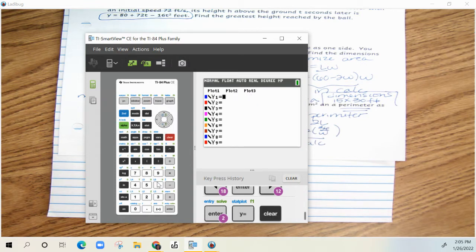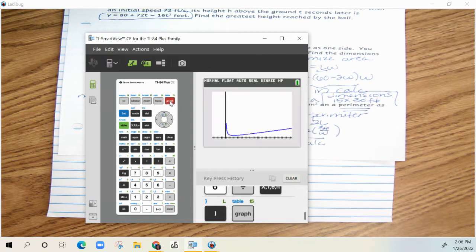Clear that out. So 2x plus 2 times 36 divided by x. All right, I'm just going to check and see if the window that I had for my last problem is fine. It really doesn't adequately give you a good view of that function, but I just need to find the minimum. And as long as you feel like what you're looking at, you can find the minimum, you're good.